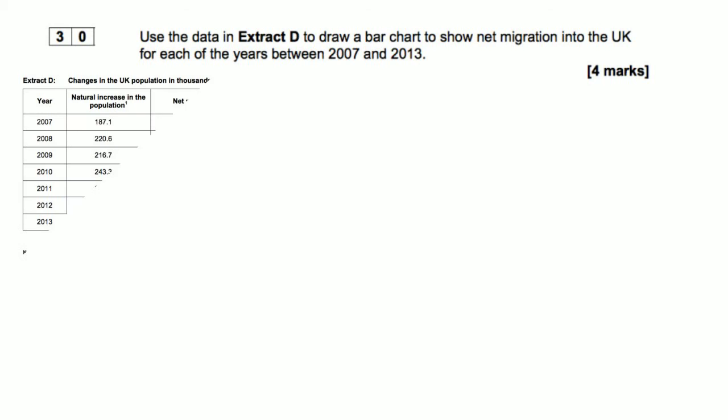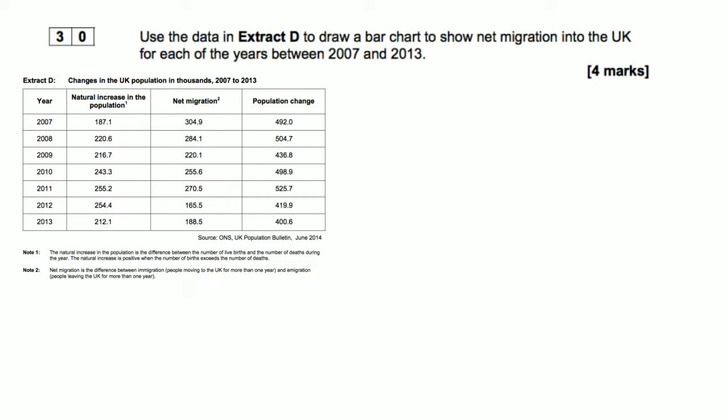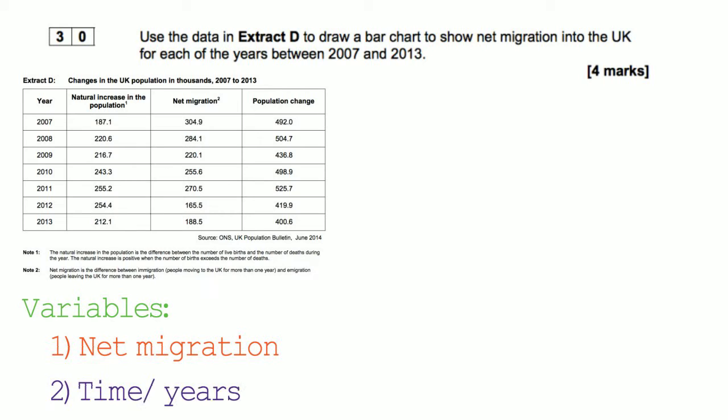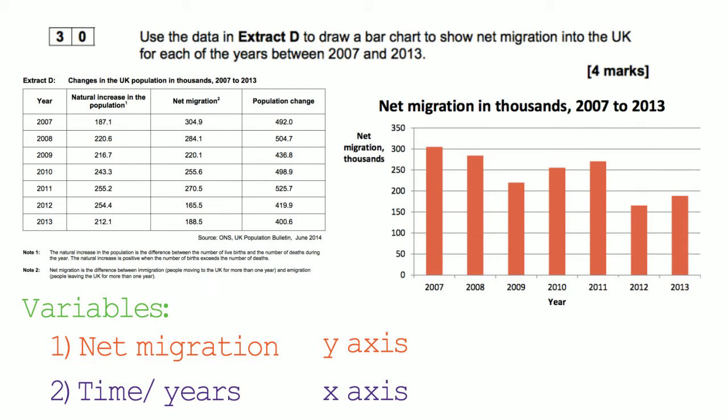This brings us on to question 30. Use the data in Extract D to draw a bar chart to show net migration in the UK for each of the years between 2007 and 2013. So first, we need to look at what our two variables are. Our two variables are net migration, and the other variable is time, or years. And the range of the value for years is 2007 to 2013. We're going to plot time or years on our x-axis and net migration in thousands on our y-axis. And then it's a case of plotting the figures correctly on the graph.